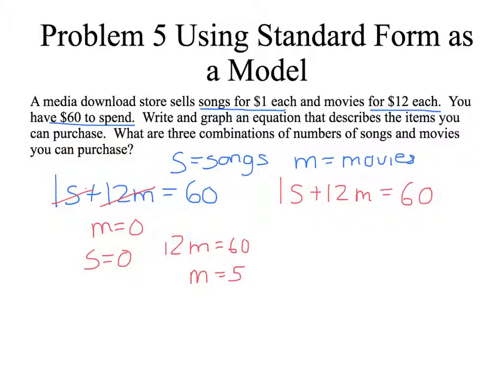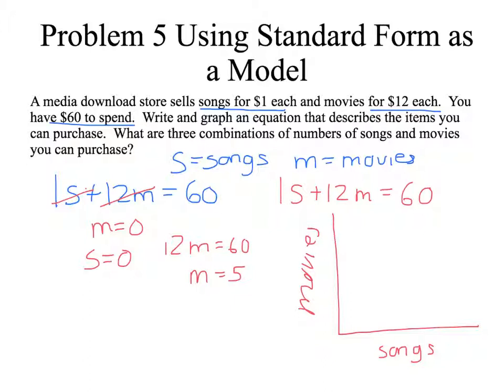Now if we're going to graph this, it doesn't make sense to have negative numbers, so instead of making a coordinate plane, I'm just going to make one of these L's because all we have is positives. And because one isn't independent or dependent, it doesn't matter what goes on which axis. So I'm going to put songs down here, and I'm going to put movies up here. Now, we've got to figure out what the x and y intercept are.